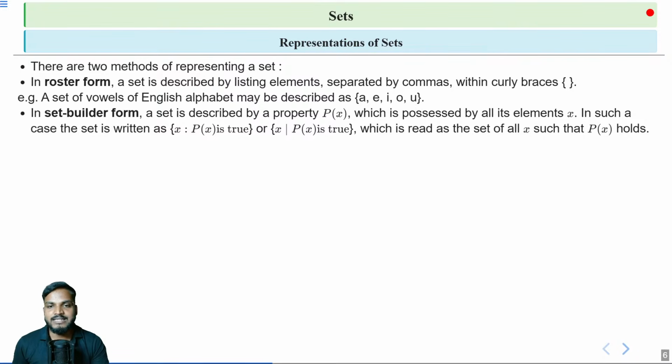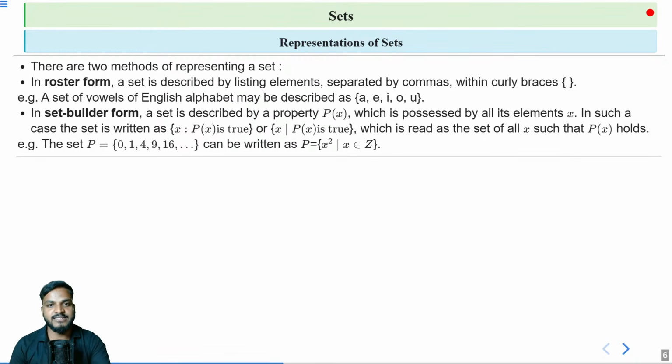The second form is set builder form. So what is set builder form? If there is a set and we describe a property P(x) which is possessed by all its elements x, in such a case the set is written as {x : P(x) is true}. So here x is an element of the set if it satisfies the property P(x). If a set is represented in this form, where P(x) is a property and x is an element of that set, then it is called set builder form.